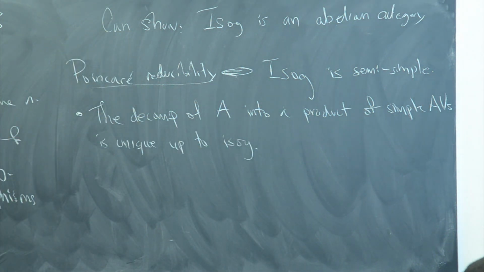So what I had written here before I erased it was that you could find B's that were simple such that A was isogenous to the product of the B's. And in fact, the B's are unique up to isogeny. So if you pick B primes, then each B would be isogenous to B prime. And the reason for that is that this isogeny category is a semi-simple abelian category. And whenever you have such a category, when you decompose an object into simples, those simples are unique up to isomorphism.